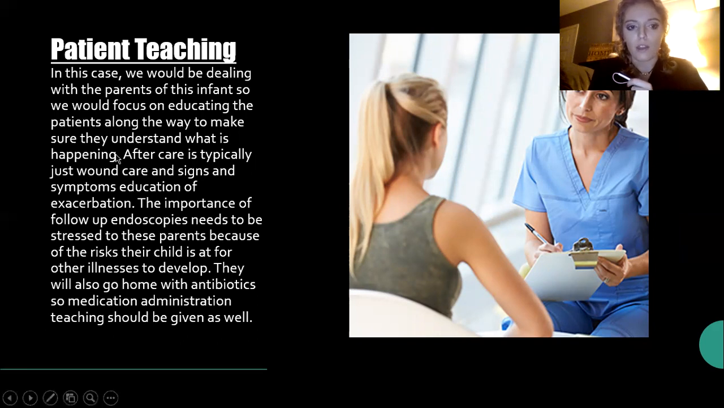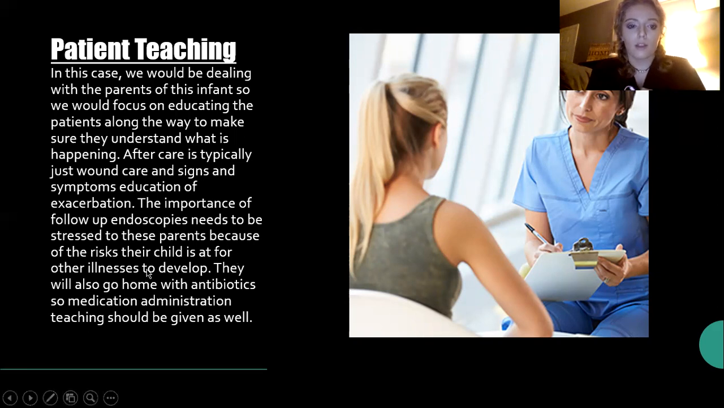But the aftercare that the patient's parents would be giving is not a whole lot because of the extent of the child's stay at the hospital. They, of course, will go home with antibiotics. So we would teach them the medication administration that goes along with that: finish the entire dose, even if they're feeling better.